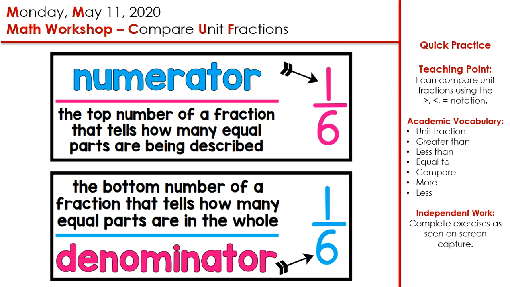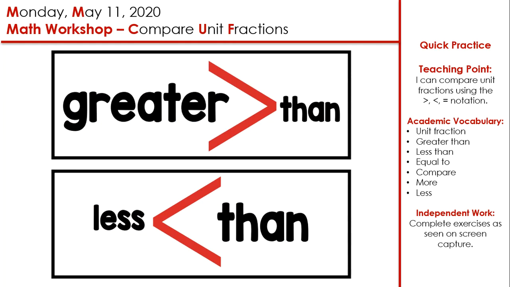So since we're working with fractions as well, fractions have 2 parts, numerator and denominator. So the numerator is the top number of a fraction that tells how many equal parts are being described. How many of those that we have available are coming into action? However, we have the denominator, which is the bottom number of a fraction that tells how many equal parts are in the whole. Now, we have seen this symbol before. Greater than, the opening of this symbol will be pointing at the greater amount. And then the point, let's say, will be pointing at the lesser amount.